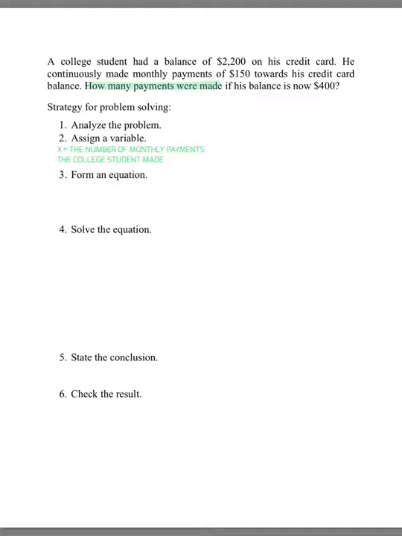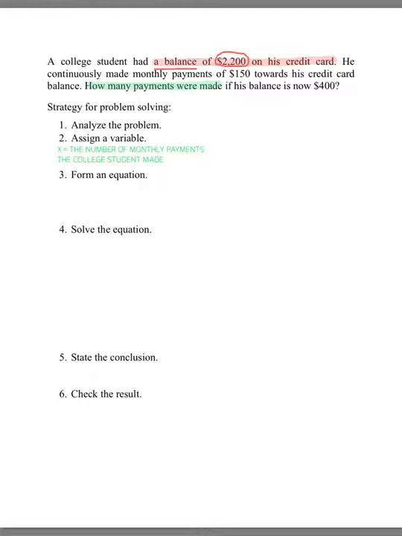So let us start off by reading the first sentence one more time. A college student had a balance of $2,200 on his credit card. So we know the balance. The balance is $2,200 on his credit card. That's what the student had at one point. So we're going to want to take note of that number, and again, that's being the balance. Now let's move on to the second sentence.